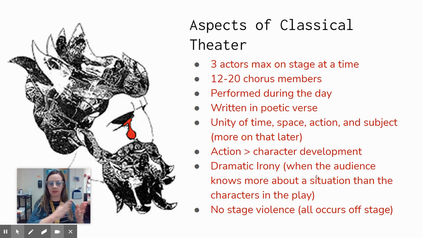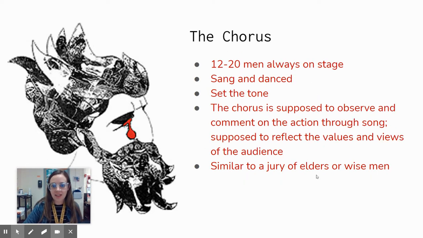It's just pretty straightforward, linear, and it doesn't take place over the course of weeks or months or anything like that. Action is more important than character development. There's dramatic irony, and there's no stage violence. It all occurs off stage because of the limitations of the technology at the time. Can't really see Oedipus gouge his eyes out because that would require special effects, and we don't have that.